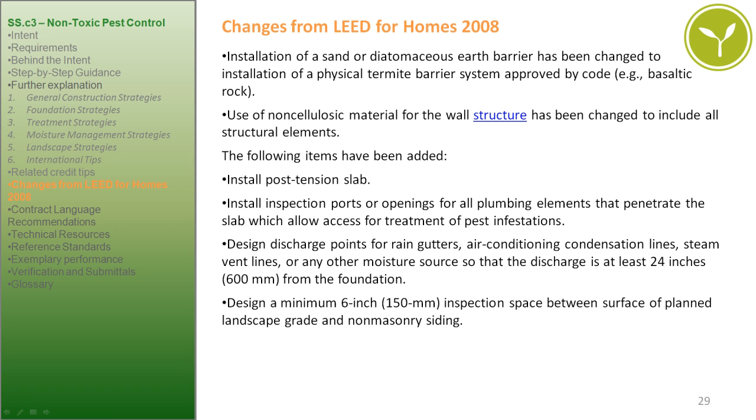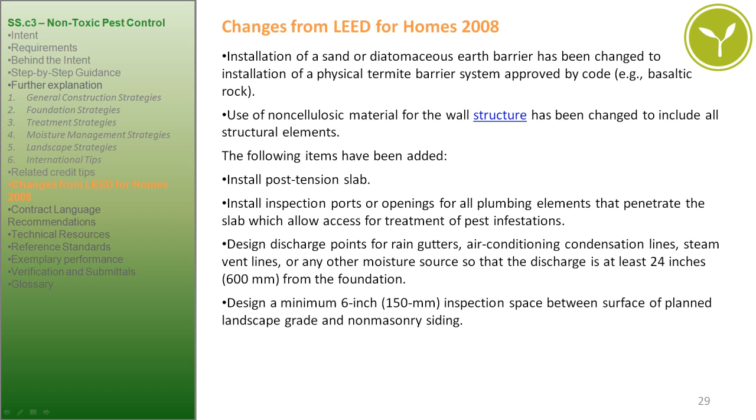The following items have been added. Install post-tension slab. Install inspection ports or openings for all plumbing elements that penetrate the slab, which allow access for treatment of pest infestations. Design discharge points for rain gutters, air conditioning condensation lines, stream vent lines, or any other moisture source so that the discharge is at least 24 inches or 600 mm from the foundation.